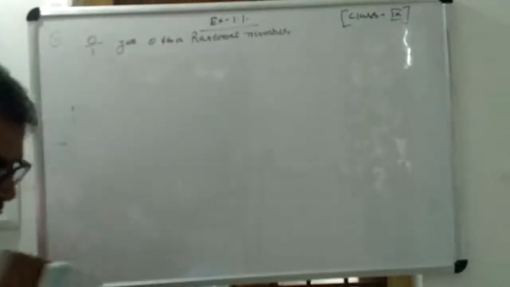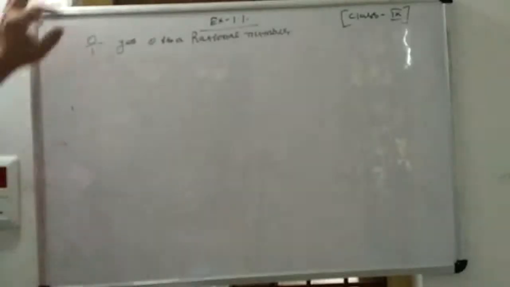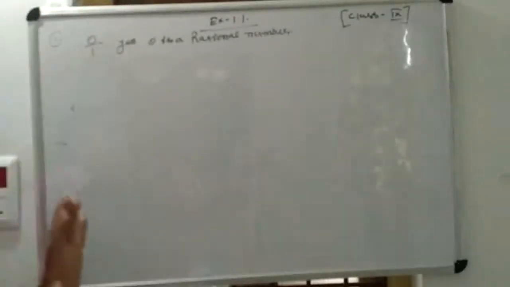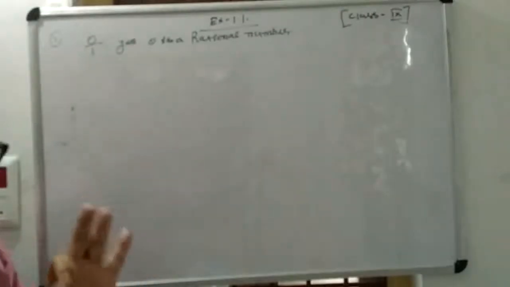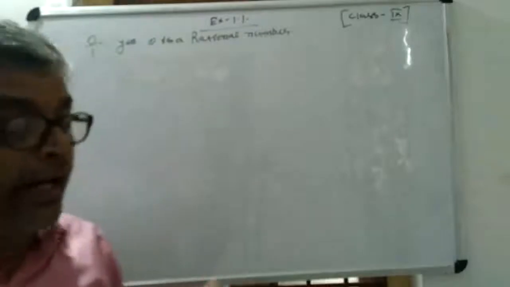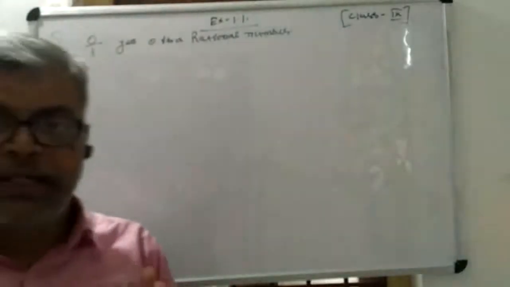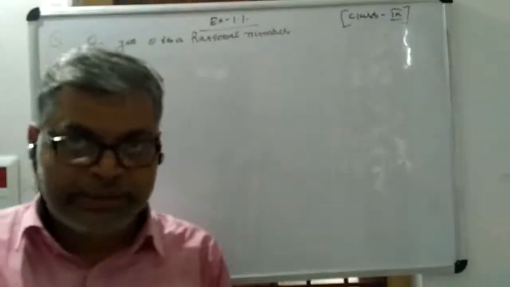The reason is what? 0 can be written as 0 by 1, and in 0 by 1 you can see that the value of p is 0, q is not equal to 0, which is satisfying the definition of a rational number. That's why we can say that 0 is a rational number. So this is the main thing.